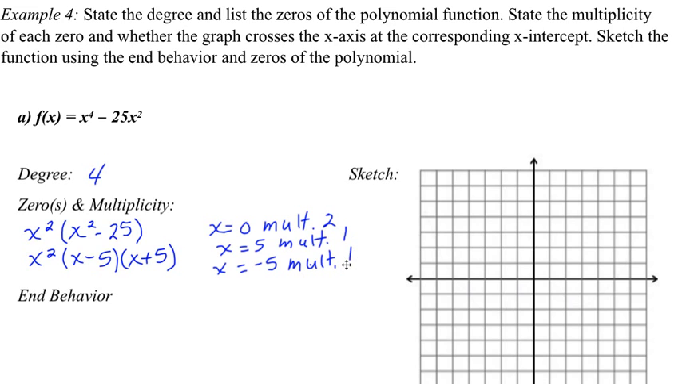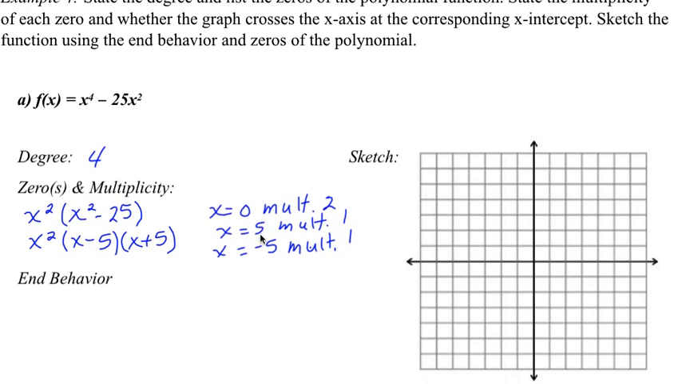So remember the odd multiplicities, we will cross the x-axis, so at x equals 5 and negative 5, we will cross the x-axis. But at x equals 0, it's just going to touch the axis. So we'll keep that in mind as we do our sketch.